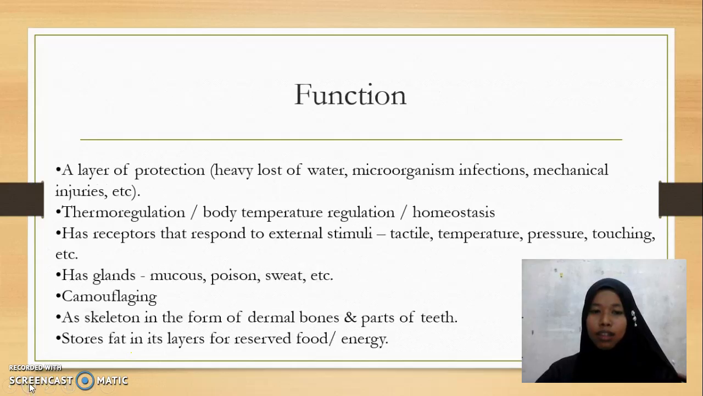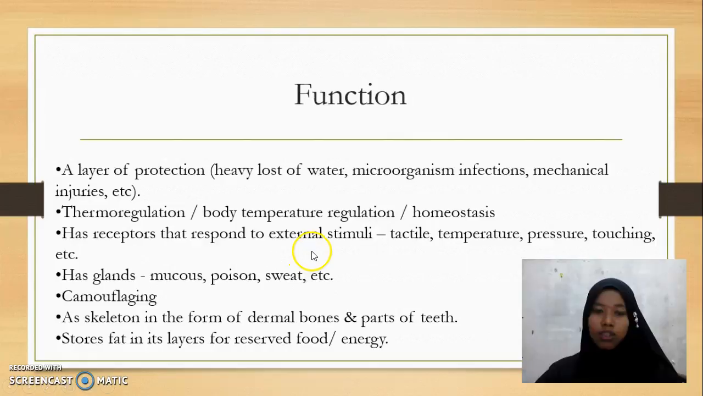And next, what is the function of the integumentary system? Basically, the main function of the skin is a layer of protection against heavy loss of water, microorganism infections, mechanical injuries, and others. Basically, it gives protection to the other systems. The next one is thermal regulation, for body temperature regulation and homeostasis.